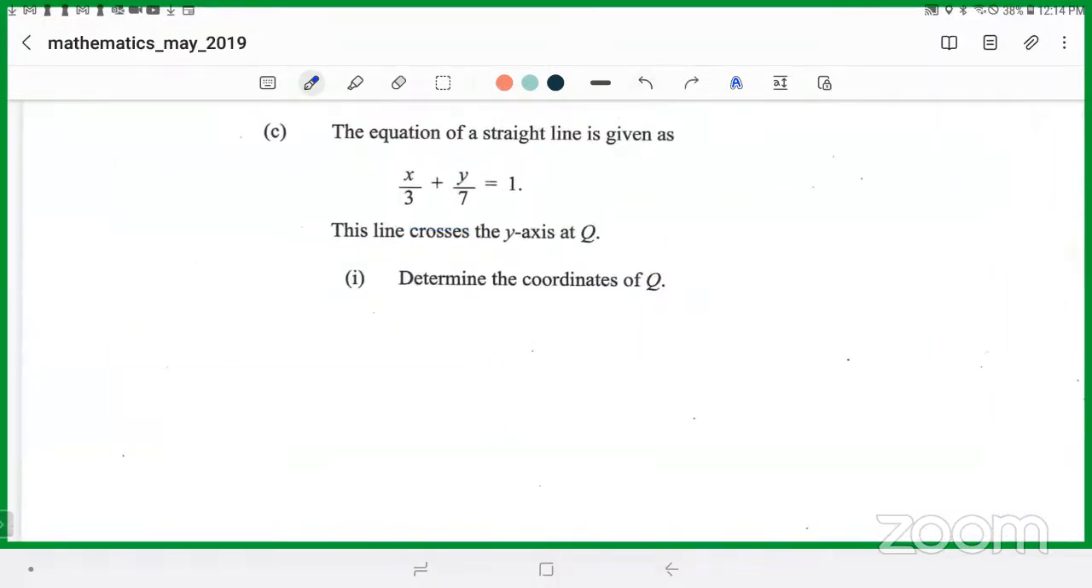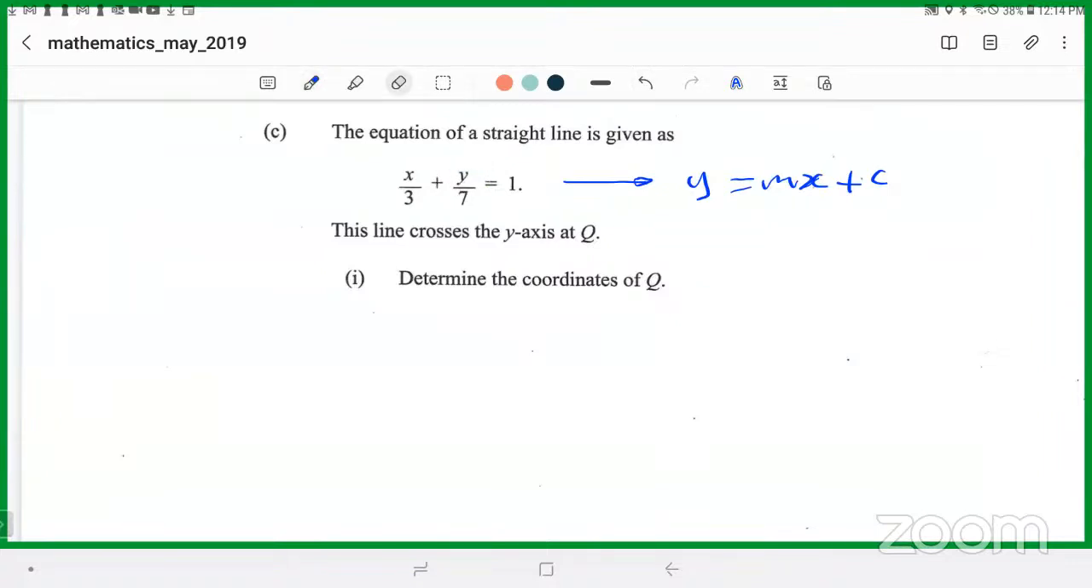The question says the equation of a straight line is this, and I present it like that. It says the line crosses the y-axis at Q, determine the coordinates of Q. Remember, if it crosses the y-axis at Q, the coordinates of Q are going to be (0, c). So all we can do to this equation to get the c is to convert it into the form y equals mx plus c. In other words, transpose it and make y alone the subject. Then we will see what the gradient is, and we'll also see the c value that we need here.